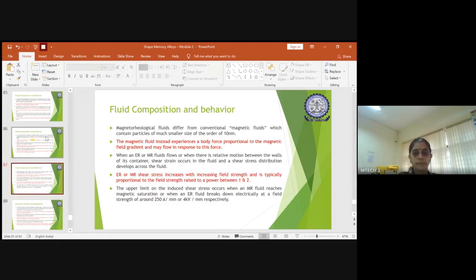After that, magnetorheological fluid is better than magnetic fluid. We dealt with this also, and how the shear stress increases in ER and MR with respect to the electrical field or the magnetic field subjected as an input. So this is about the total concept of fluid composition and behavior.